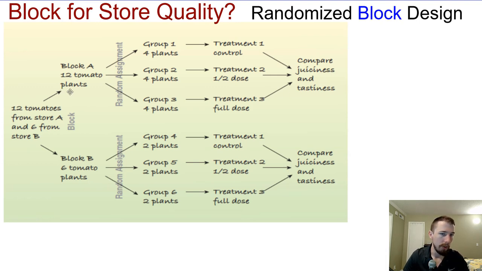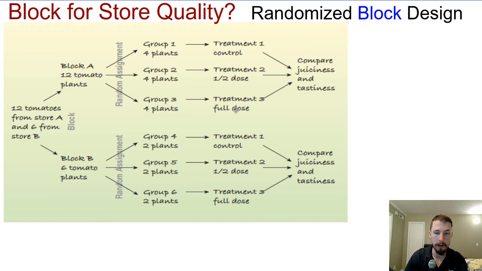All right, so what if we block for store quality? So let's say you wanted more than 12 plants, but you went back to the store and they were out. So then you had to go to another store. Say you went to Home Depot instead of Lowe's the first time, right? And now you bought 6 tomato plants from store B. Well, if we thought that maybe the plants from Home Depot were different from Lowe's, probably didn't come from the same nursery, then we would block our experiment. So we block the experiment, like we're running 2 parallel experiments by blocking by the store, and then we do the treatment groups there.